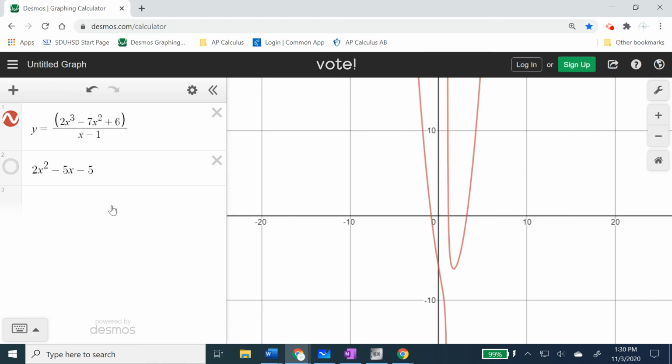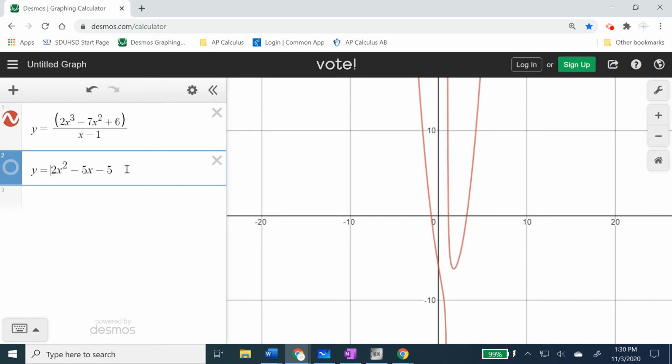Can everyone see which function I have right here? Actually, I forgot to put y equals. Do you recognize who this is? This polynomial right here. If you look back at the problem we just did, how is it related to the problem? Is it the quotient? Yes.